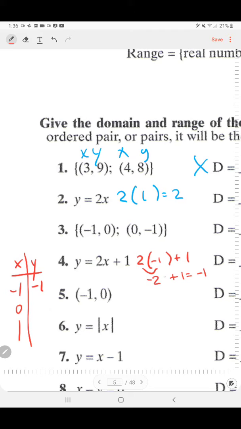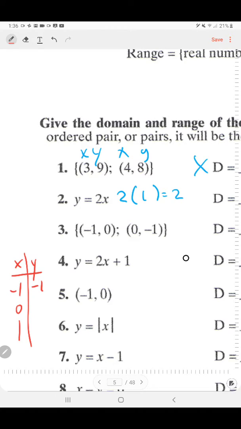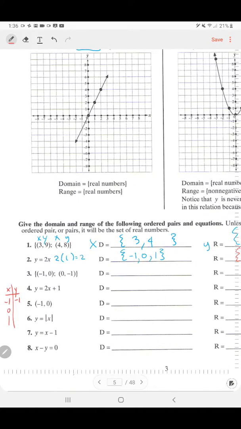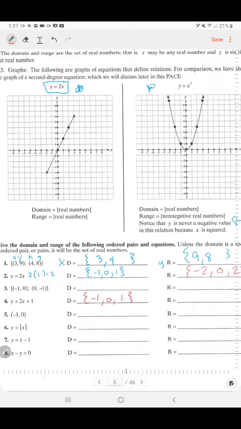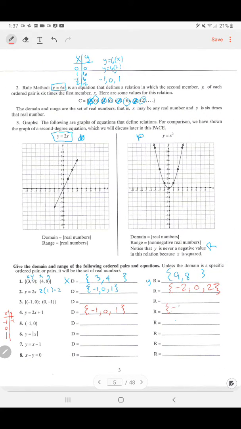Okay, so you can go ahead and plug in 0 and 1 to get your other Y's, but your domain is going to be -1, 0, 1. And then I did the first one for you. So -1. And you have to go ahead and find the other two.